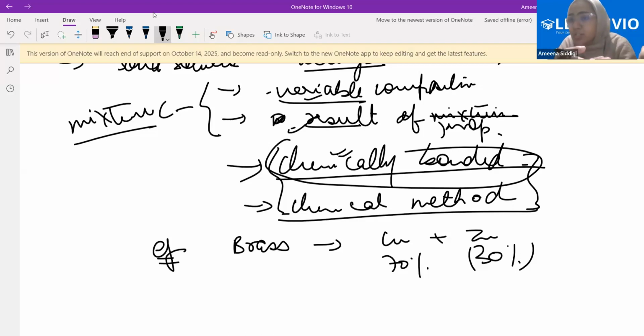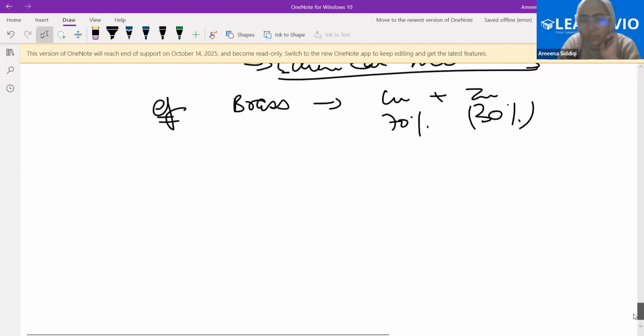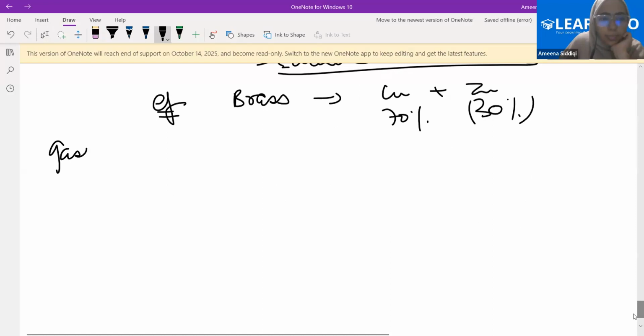And therefore, it's nothing but a mixture. Property of a mixture, right? Intermixing of the properties, result of the properties. Therefore, it's a mixture. Is this clear or not? Fine. Now the gaseous solution.